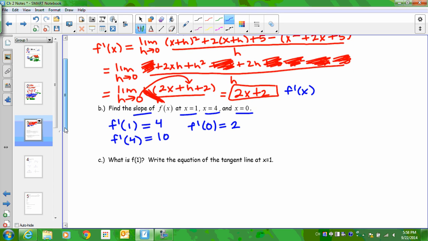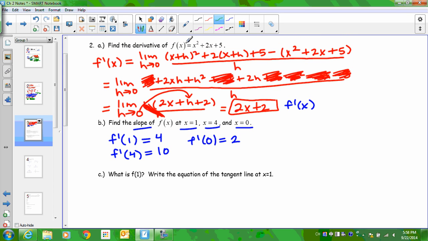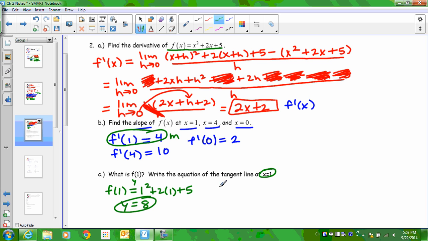Now part C is asking kind of similar. I need to be able to see this up here. It's saying f, there's no prime there. So they're really asking you for the y value right here. So f of 1, again, you just go back up to the original. 1 squared plus 2 times 1 plus 5. That ends up giving you 8. Okay, that's your y value. Your x is 1, your y is 8, and when x is 1, your slope is 4. We already found it up there. So I'm just going to go y minus y equals m, which is 4, x minus 1, and there is your tangent line.